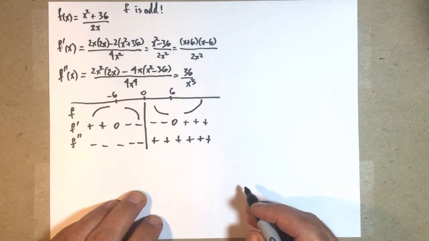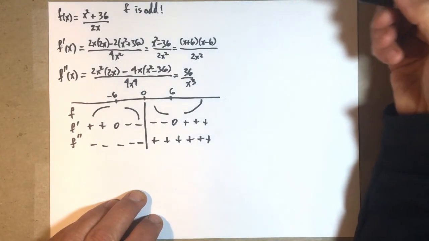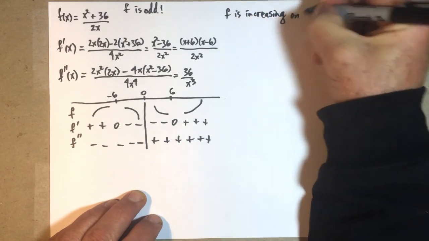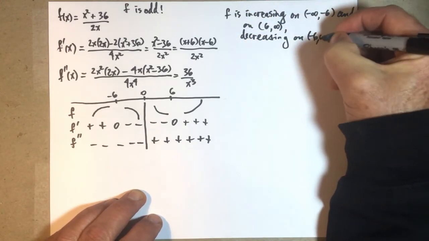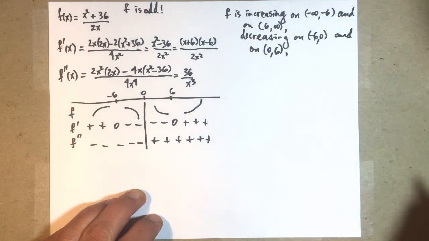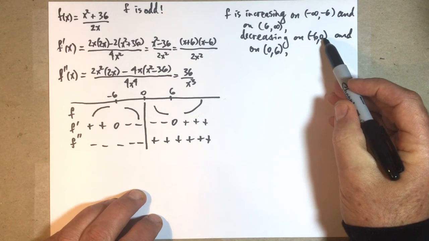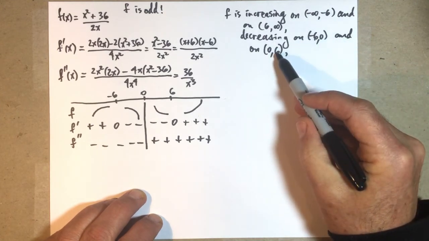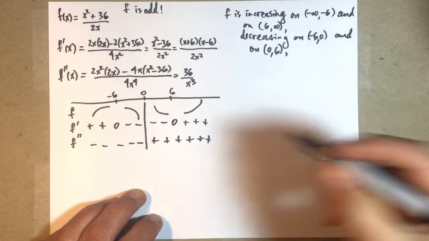Let me go ahead and write out the intervals where f is increasing and decreasing based on this information. Note that although f is decreasing from minus 6 to 0 and decreasing from 0 to 6, it is not decreasing from minus 6 to 6. You can't include the point 0. That's where f is not even defined.